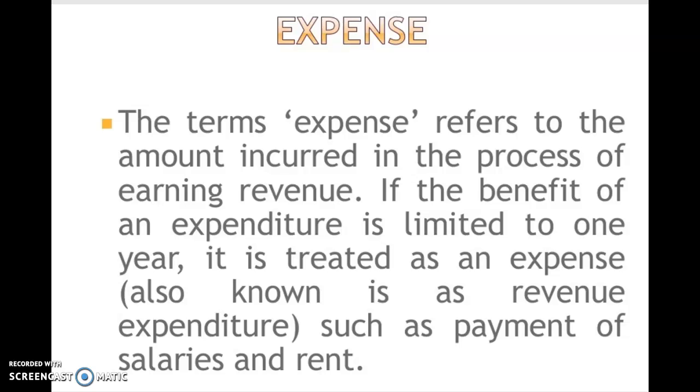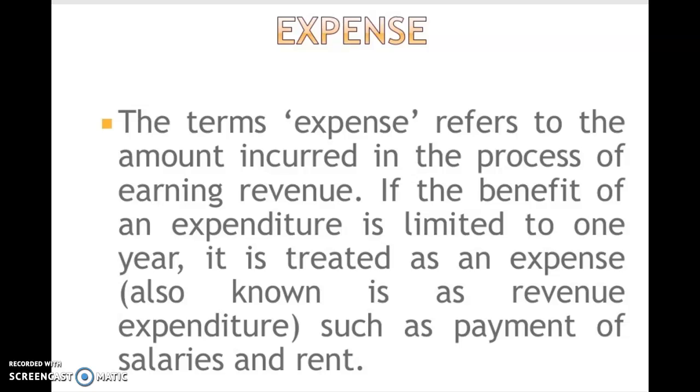Dear students, after understanding the meaning of the term liability, let's understand the other term, expense or expenses. The term expense refers to the amount incurred in the process of earning revenue. If the benefit of an expenditure is limited to 1 year, it is treated as an expense, also known as revenue expenditure, such as payment of salaries and rent.